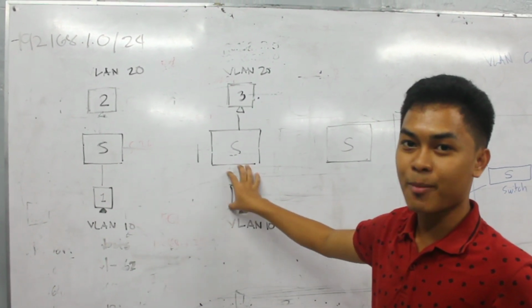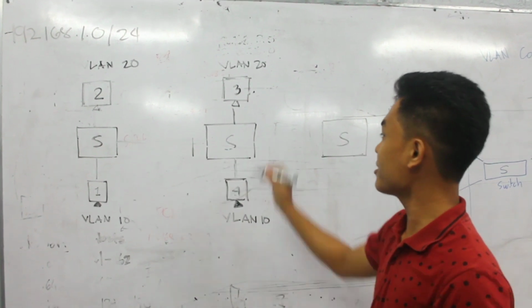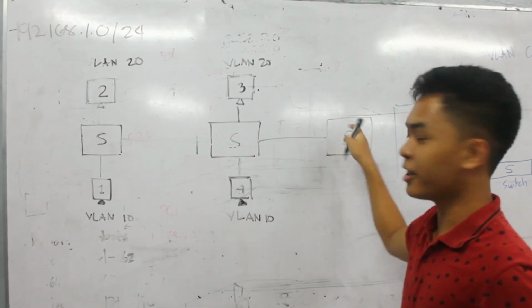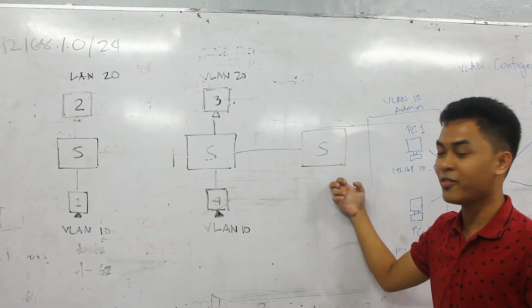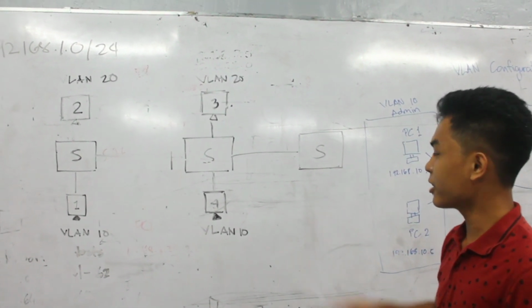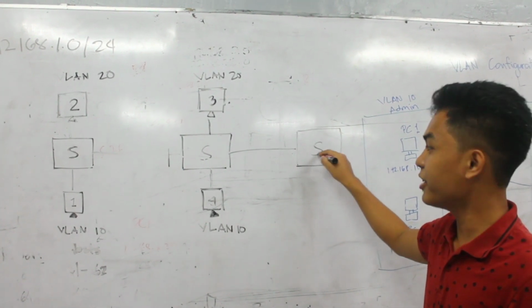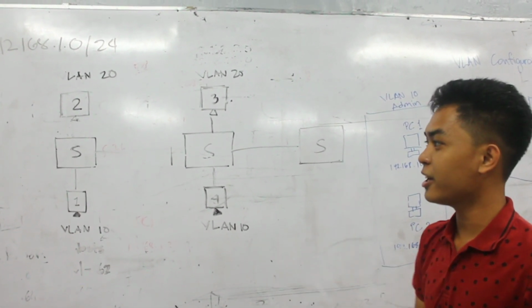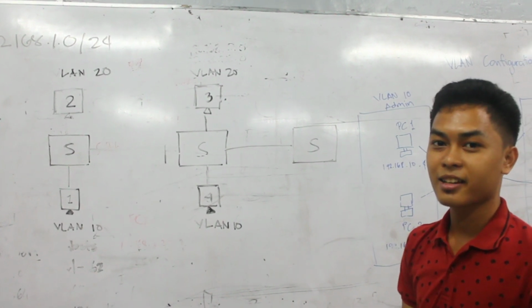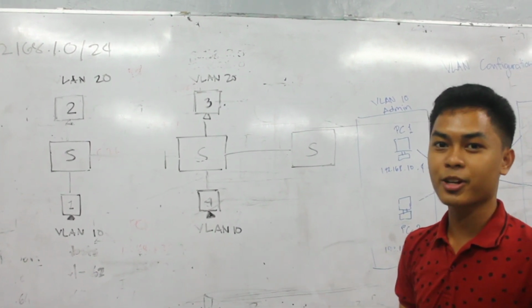But it does not stop there. It also goes throughout here. But since this does not have a VLAN 10, it will ignore the frame. But as you see, this is less efficient and it will cause a broadcast storm.